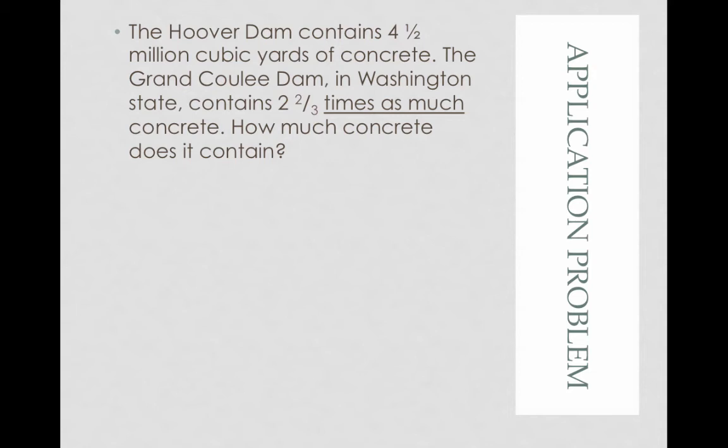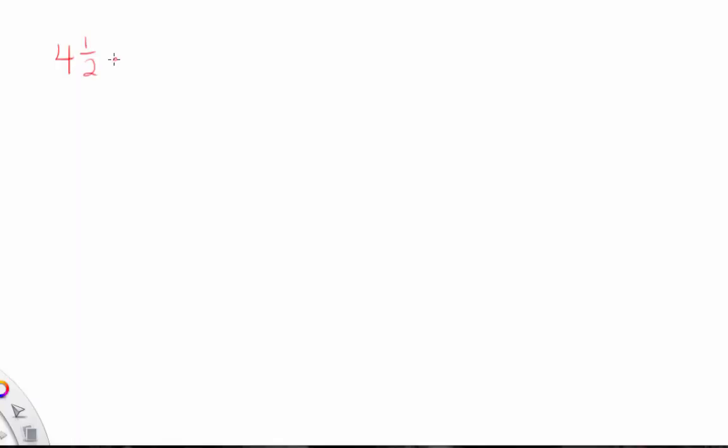So this is an application problem, which means it is applying this concept to a real-life situation. So we're going to look, and I have "times as much" underlined because "times as much" is the clue that we're going to multiply those two mixed numbers. 4.5 times 2 2/3.